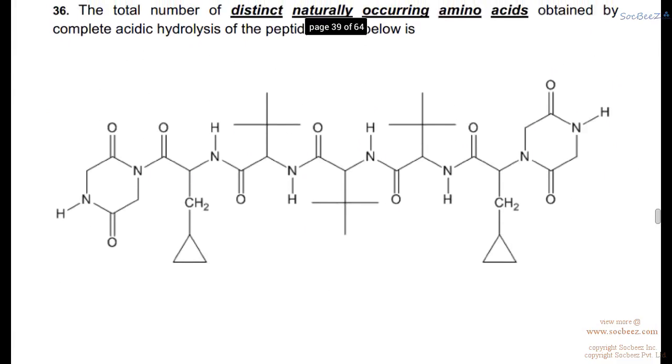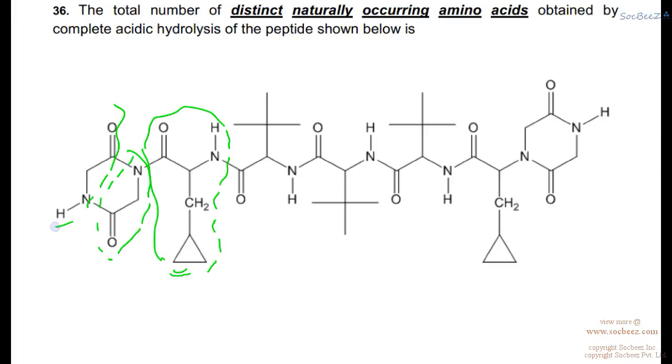The question says, a given molecule is there, and the question says the total number of distinct naturally occurring amino acids obtained by complete acidic hydrolysis of the peptide shown below is, well, this peptide can be broken up into different constituent fragments, like this. First fragment is this. Another one can be this. Okay, so another one can be this one.